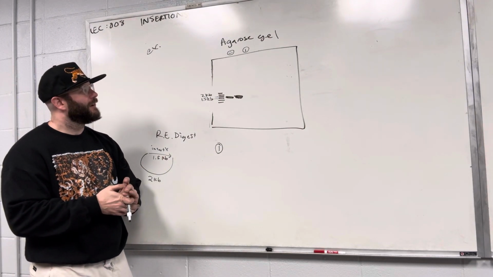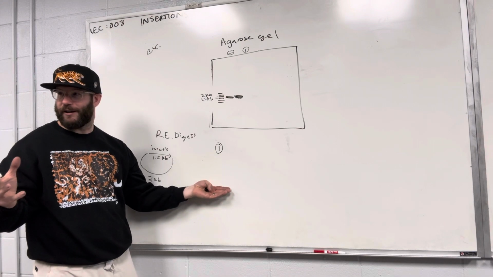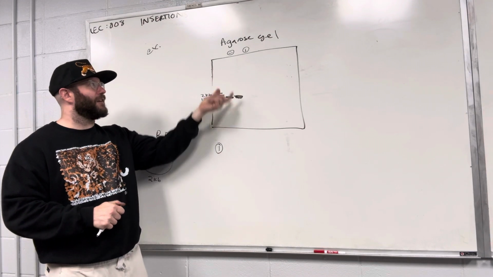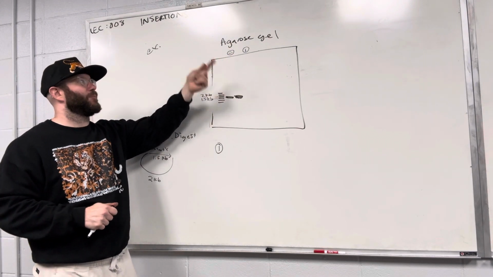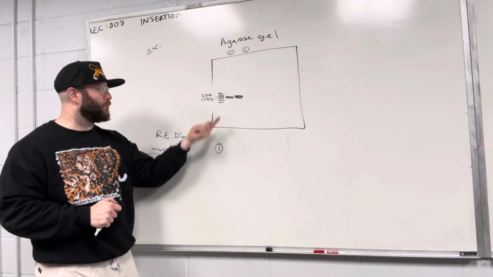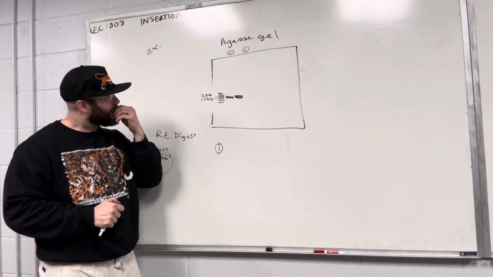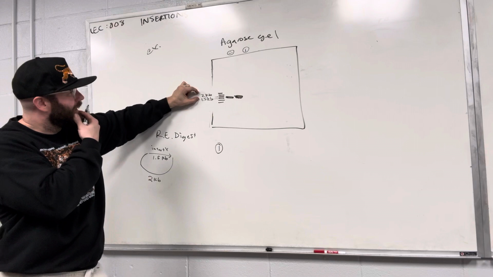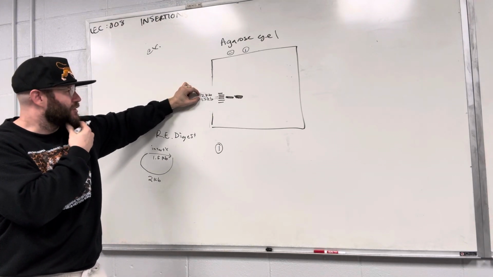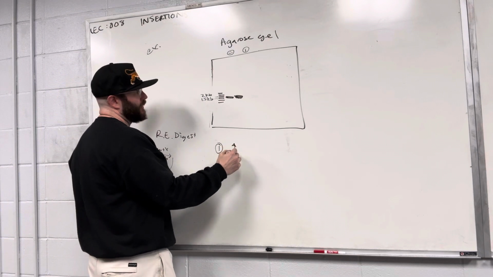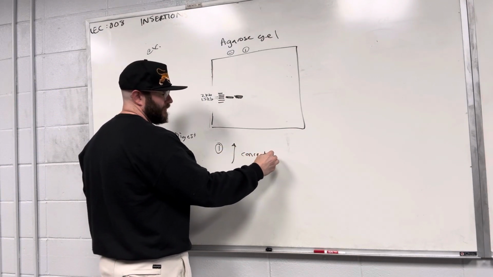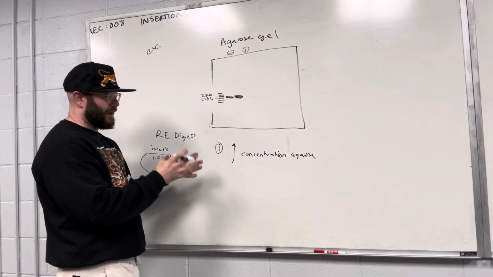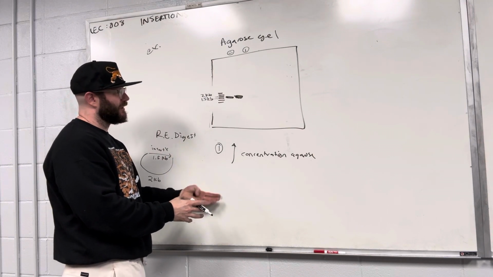Could you change the composition of the gel? Yes. What would you do to it? It's made of agarose, so essentially you can add more or less agarose. Should you add more or less? If you make the holes in the matrix smaller, you should bump up the concentration of agarose. That's going to make it harder for the molecules to run through.